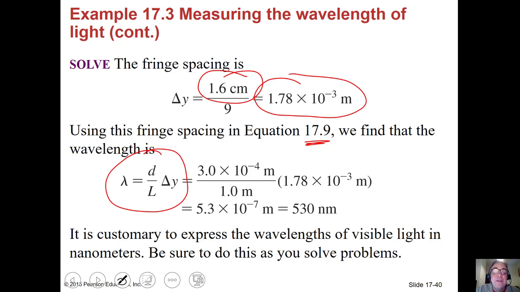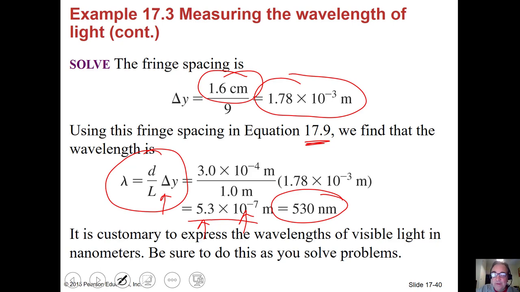It's the distance between the actual slits, and then this big L is the distance to the screen. Multiply it by delta y here, that's the distance between each bright spot, to get what the wavelength is. So 530 nanometers. Put the numbers in your calculator, it would come out to be 5.3 times 10 to the minus 7th. To make it into the minus 9th, you make this part bigger, so that turns out to be 530 times 10 to the minus 9th, or 530 nanometers.